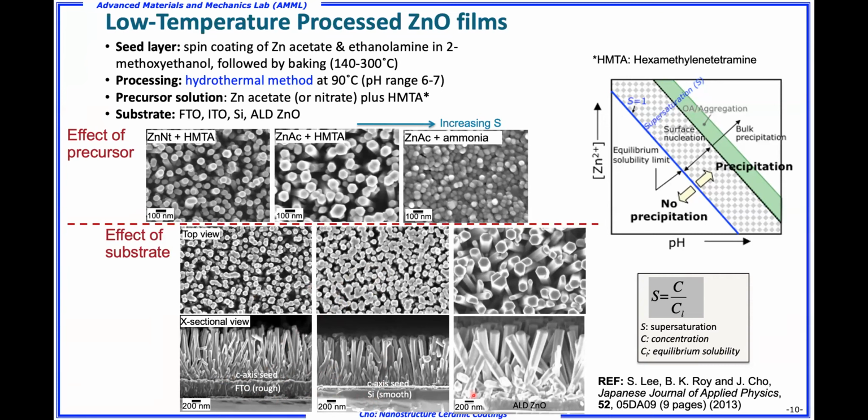Even when we use an atomic layer deposition zinc oxide seed layer, which contains a smaller number of nucleation sites, that can produce very large widths of the zinc oxide nanorods, as shown here. These are all compared at the same magnification, and everything was processed under the same condition except the seed layer. Then you can see different surface morphologies can be generated.